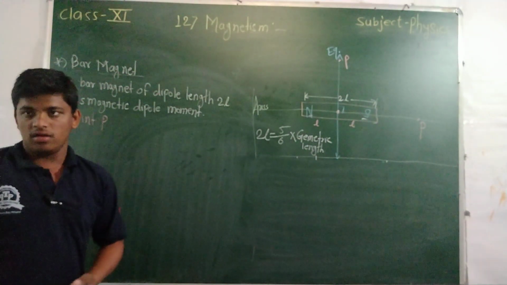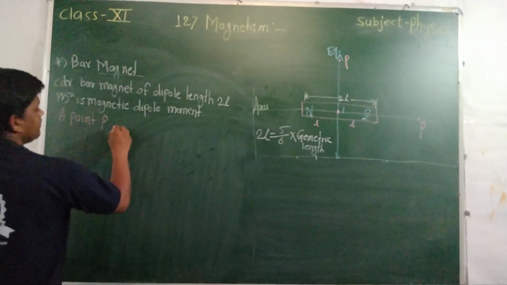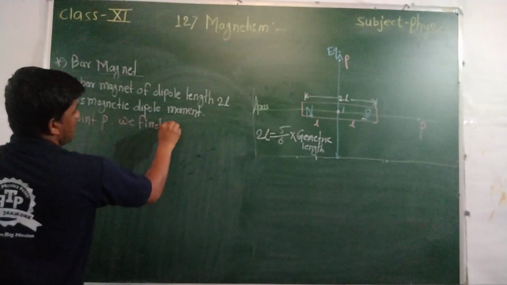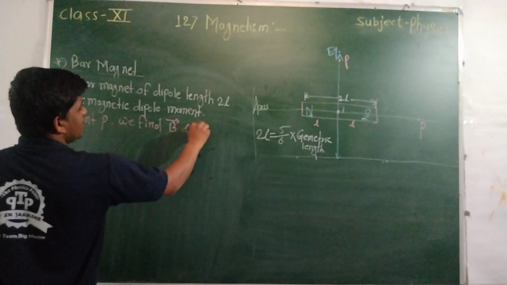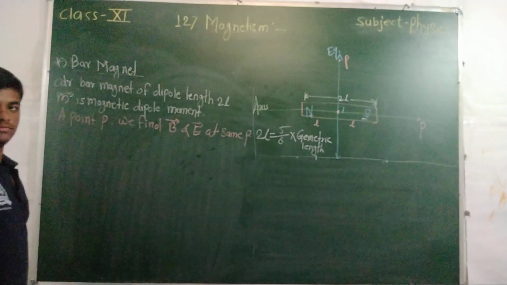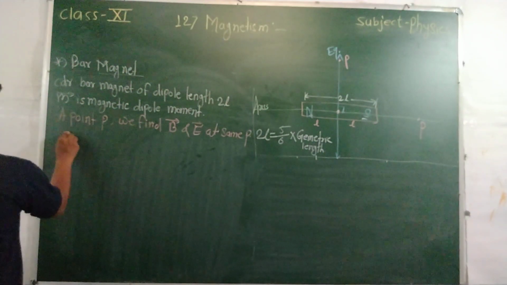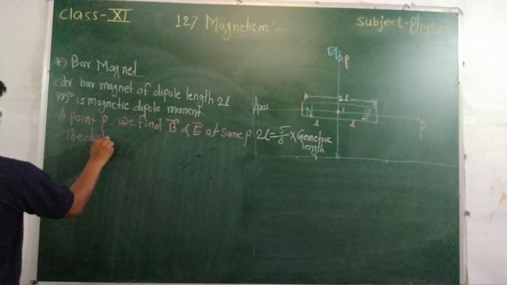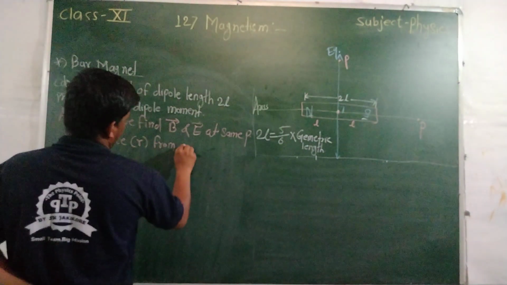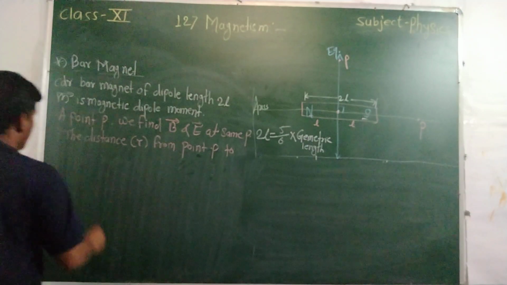Consider a point P. We find the magnetic field as well as the electric field at the same point P. Then the distance R from point P to the center of the magnet.